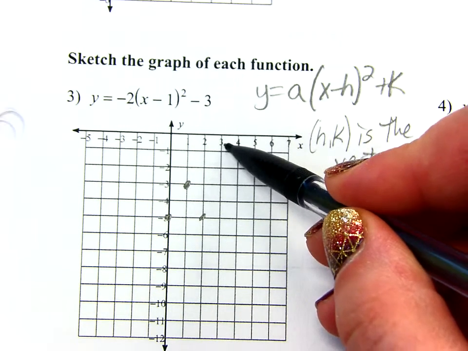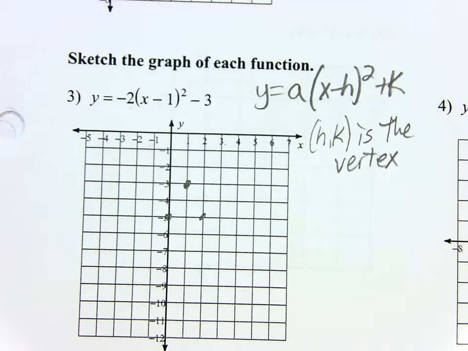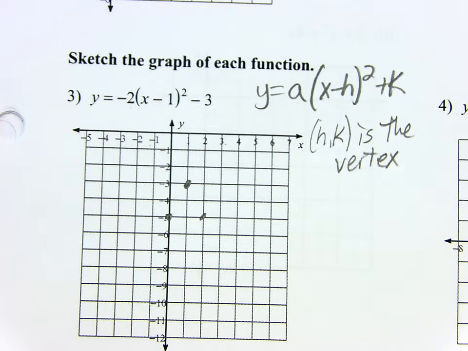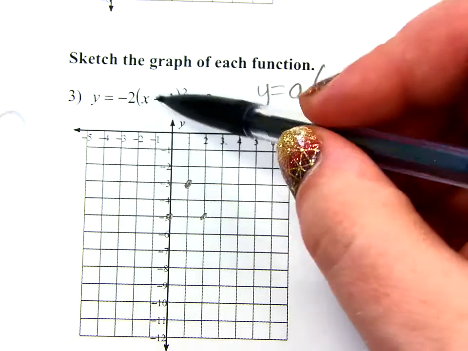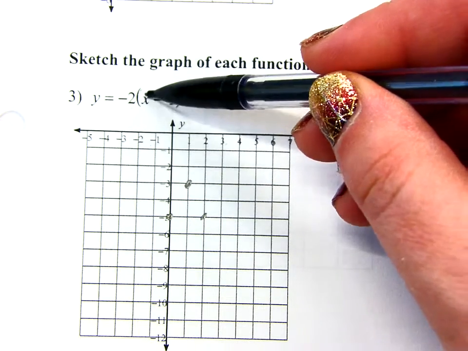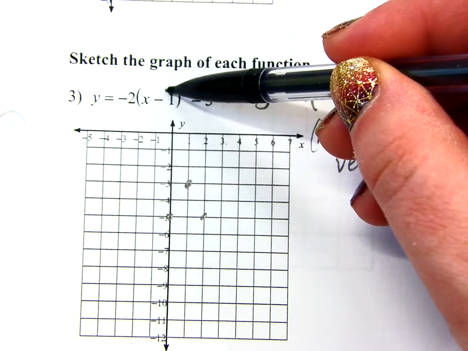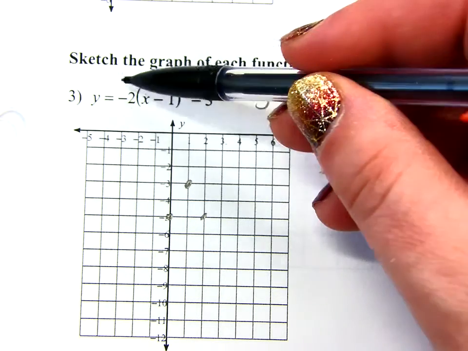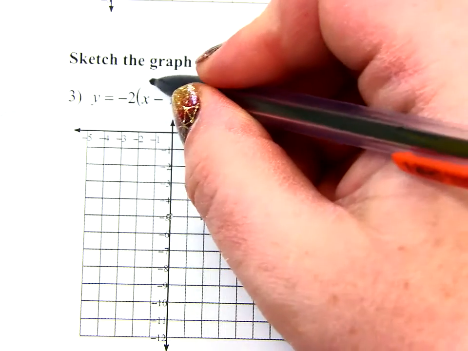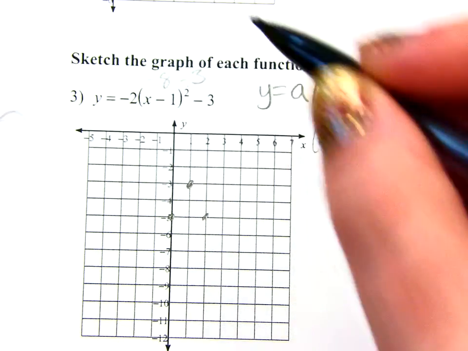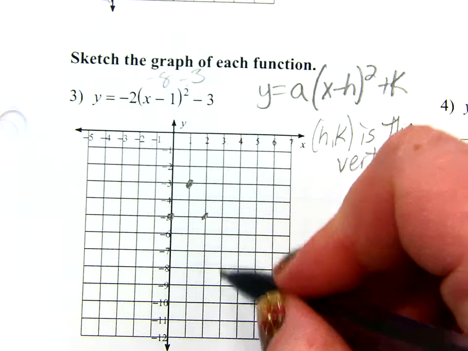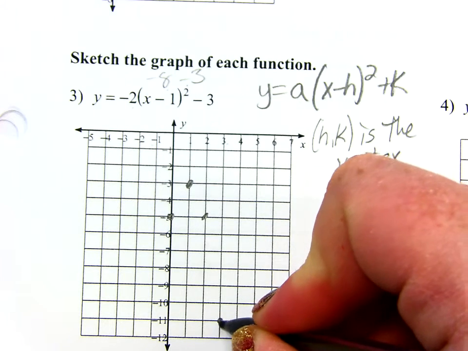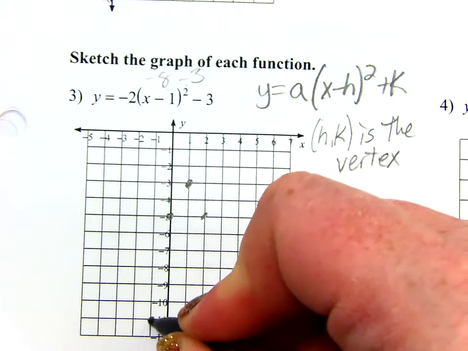So, would you rather plug in 3 or negative 1? Because I'll get the same answer for either one. So it's your choice. Do you want to plug in 3 for x or negative 1 for x? Negative 1? Okay. So if I plug in negative 1 for x, negative 1 minus 1 is negative 2. What's negative 2 squared? 4. 4 times negative 2 is negative 8, minus 3 leaves me at negative 11. So (3, negative 11), buy 1, get 1 free.